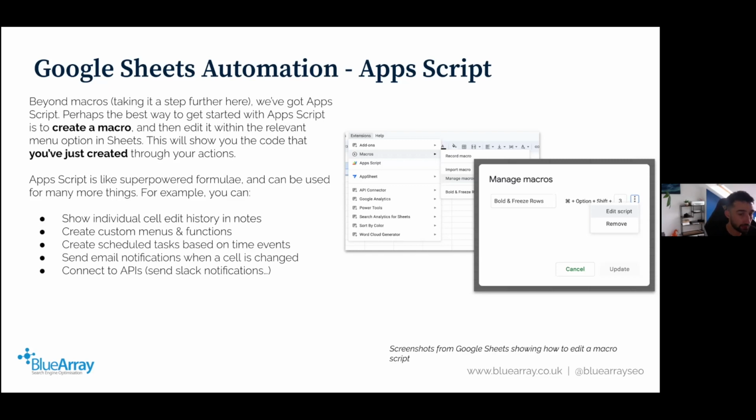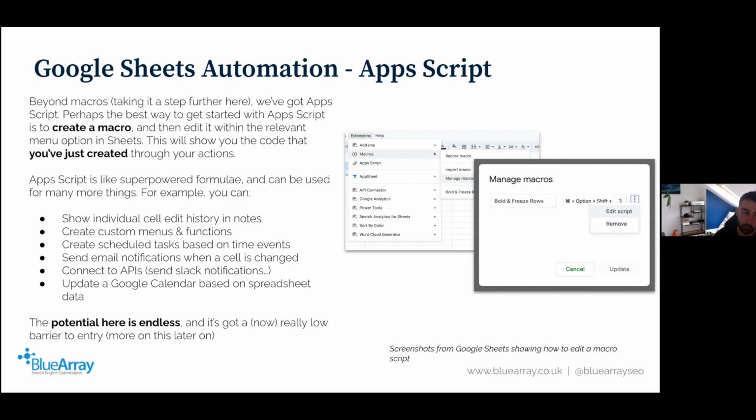You can connect to APIs. So if you wanted to send Slack notifications when cells update, say you're tracking all of your clients and you wanted to send specific notifications to specific Slack channels, you can do that via AppScript. Update a Google Calendar based on spreadsheet data. There's basically unlimited options. The only limit is your imagination when it comes to AppScript. And there's a much lower barrier to entry than there used to be, which we'll touch on in a while. As I mentioned, the potential here is endless, and it's got a really low barrier to entry.